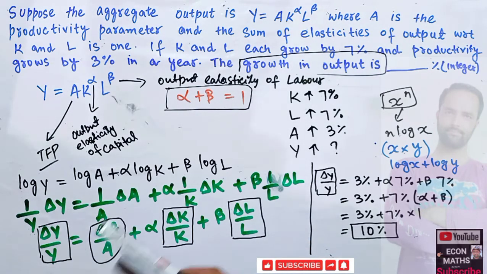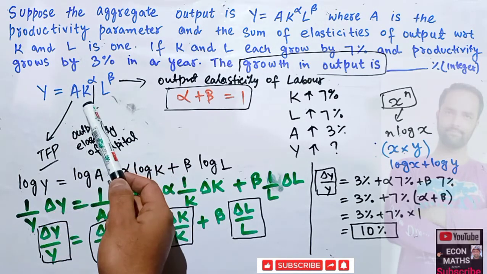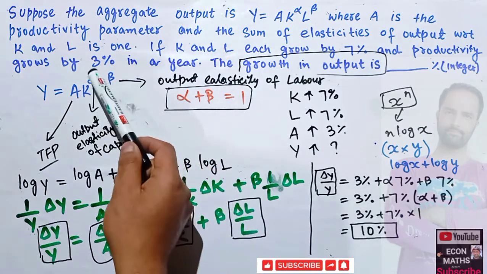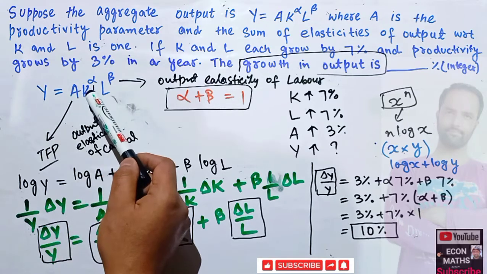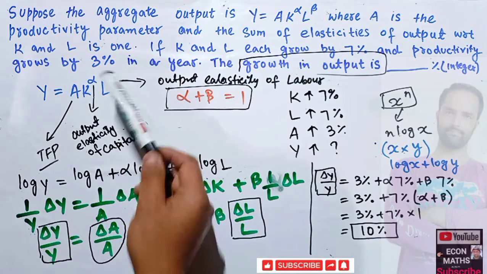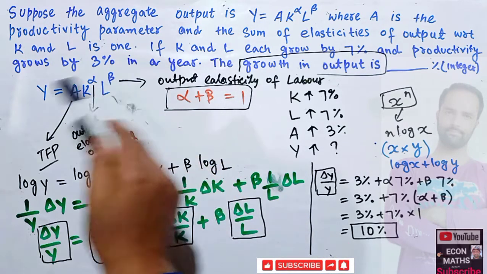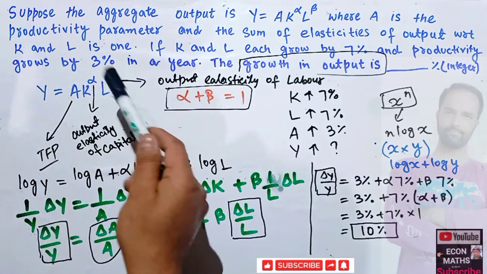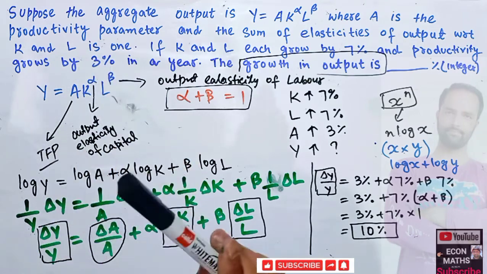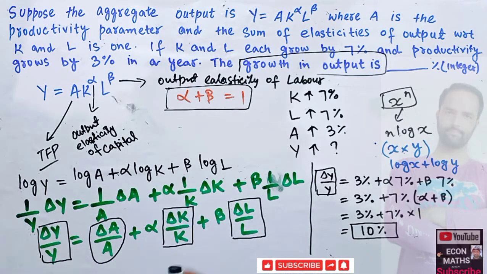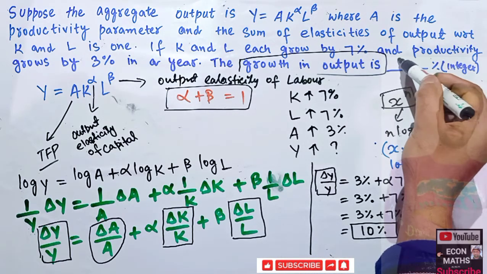So this A is actually our total factor productivity, that amount of change in GDP which is not explained by capital and labor. This alpha denotes our output elasticity of capital. It shows how much our output changes when there is a change in capital by 1 unit. Similarly, this beta denotes the output elasticity of labor, the change in output when there is a 1 unit change in L. This total factor productivity we also call Solow's residual. I hope I made myself clear in this video. So here it will be 10%, output will grow by 10%.